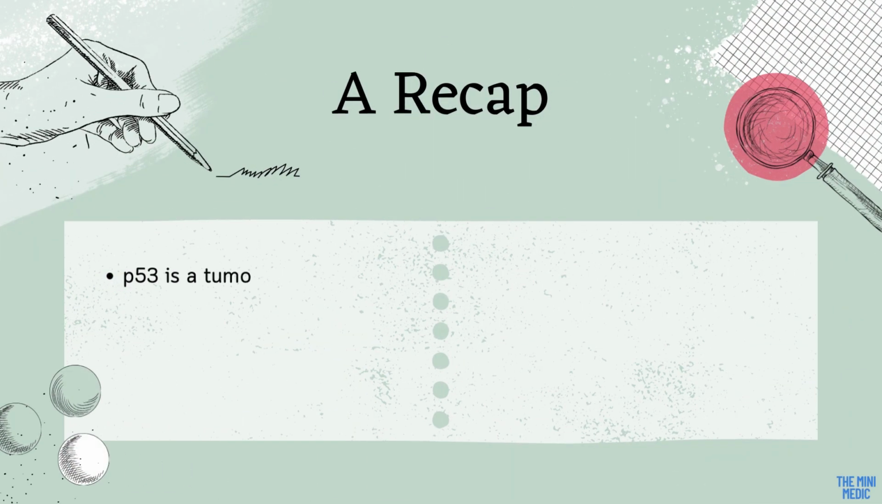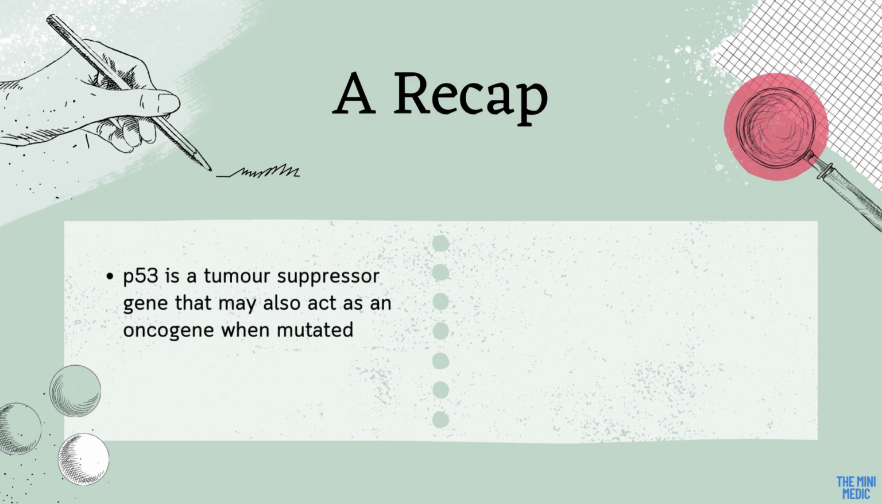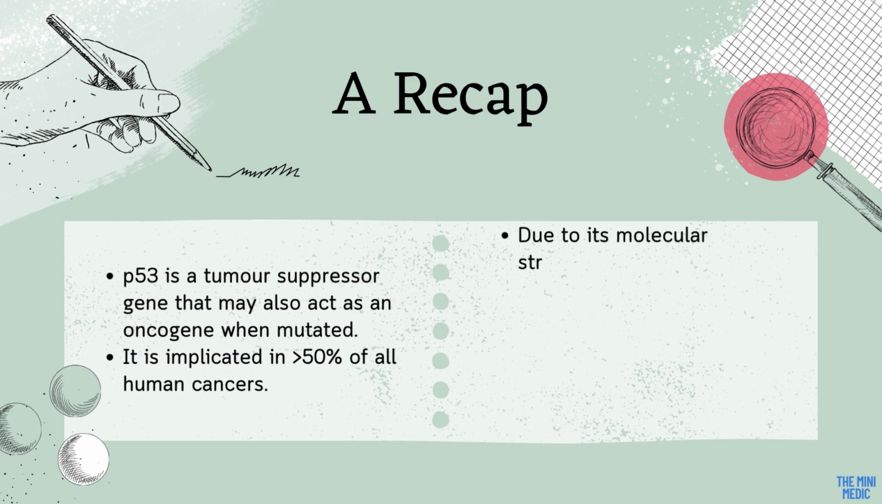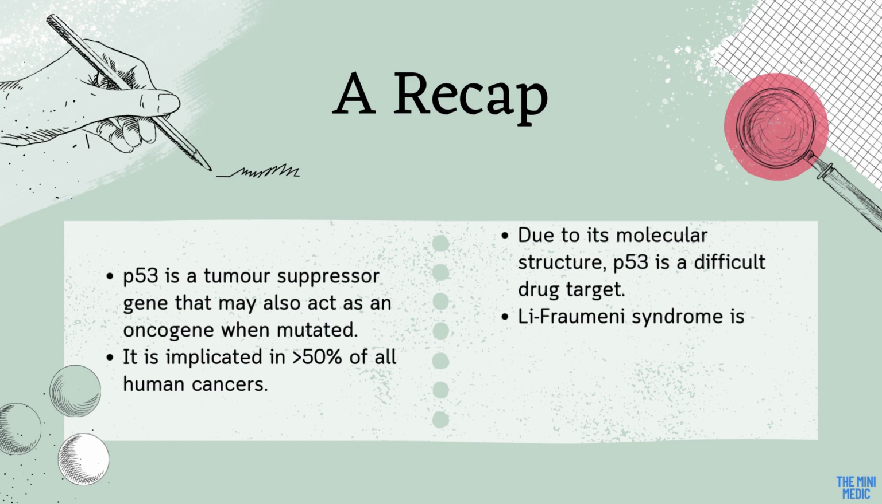So there we have it, a brief overview of p53, a tumor suppressor protein, which also has the capability to function as an oncogene if mutated, implicated in many human cancers, and definitely a protein to keep in mind whenever we consider oncological phenomena. I hope this video has been helpful.